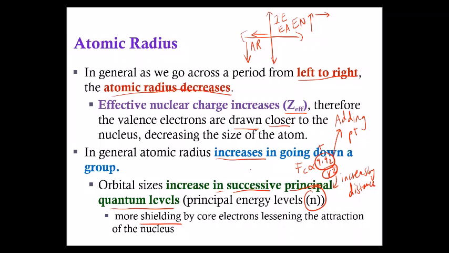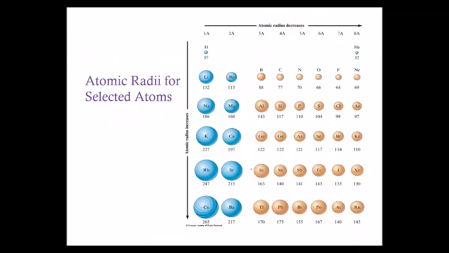So the reasons really don't change. We're just describing a different property, in this case the size of the atom, the radius. And here's a nice graphic showing you atomic radius for selected atoms. As you go down the group, this is like the snowman idea. And then the toppled over snowman, it decreases as you go to the right here.